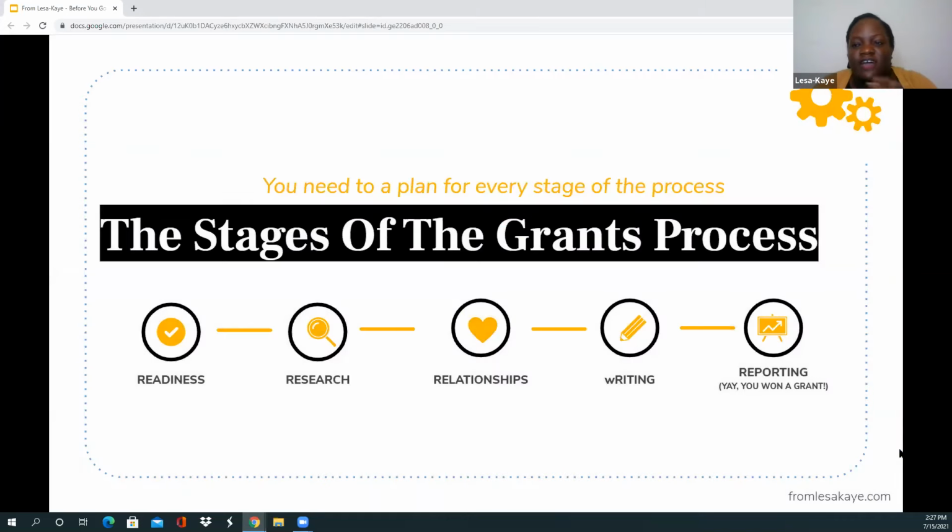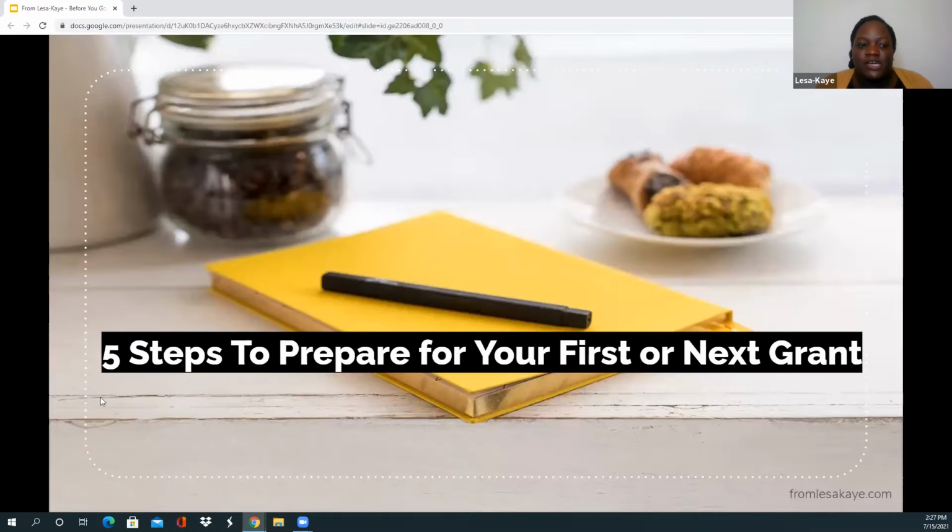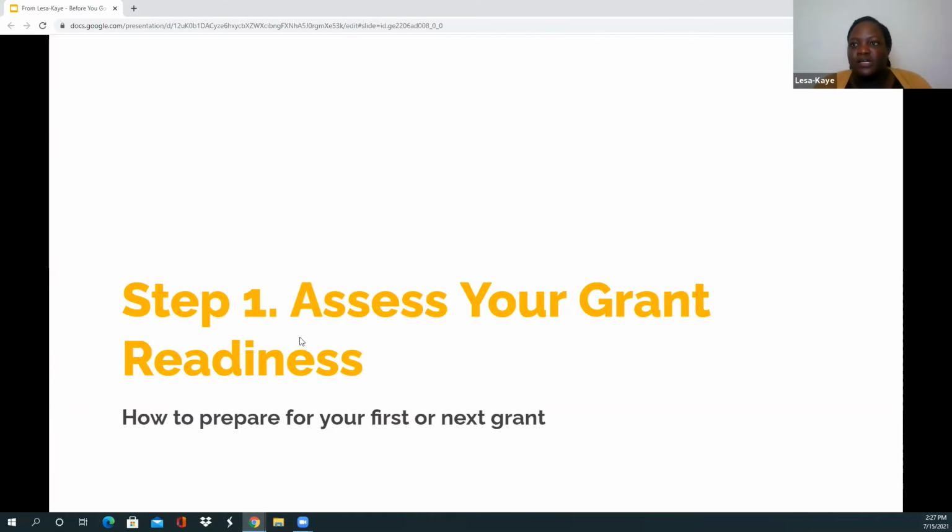So you need a plan for every stage of this process, and it starts with readiness. So I'm going to share 5 steps to prepare for your first or next grant. The first step is to assess your grant readiness.